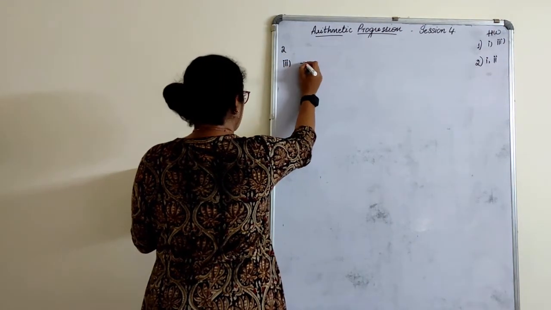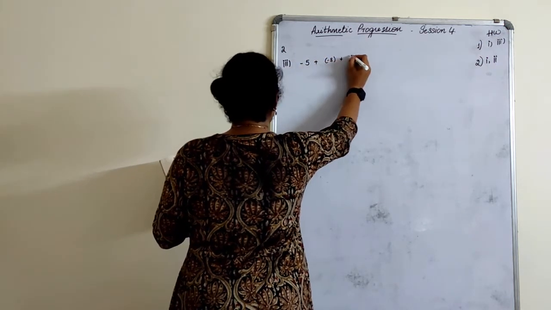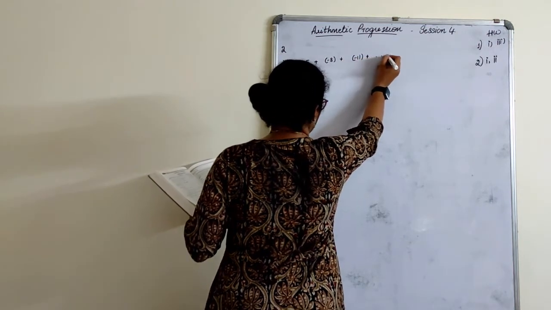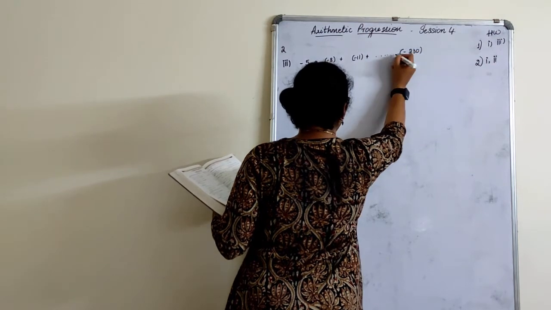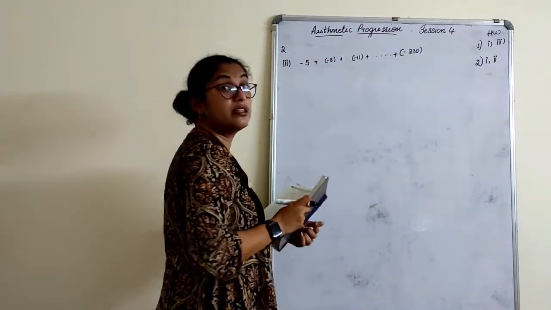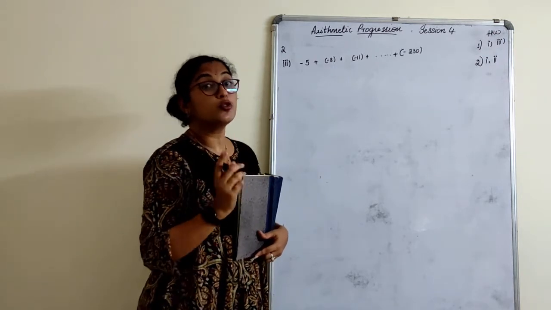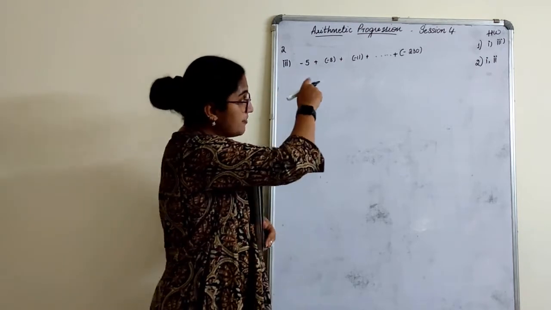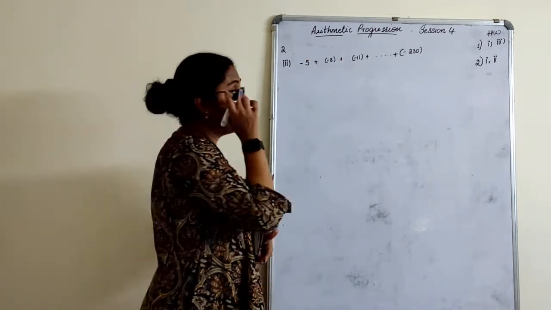Find the sum. Minus 5 plus minus 8 plus minus 11 plus dash dash dash up to minus 230. Now can you tell what is this 230? This 230 is last term, right? Up to 230 terms, if it is given, n is 230. When they have given dash dash dash and the number itself, that is the last term.